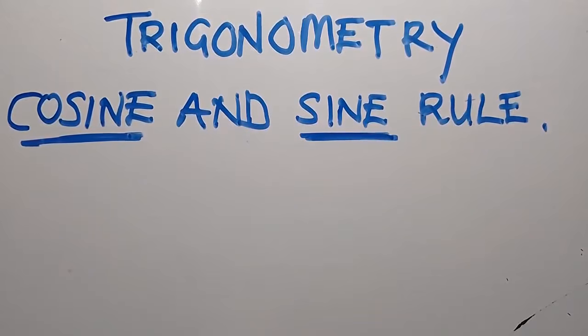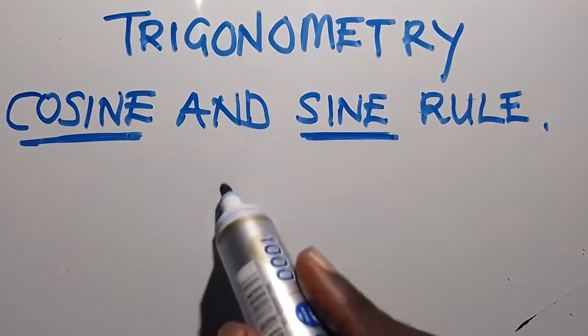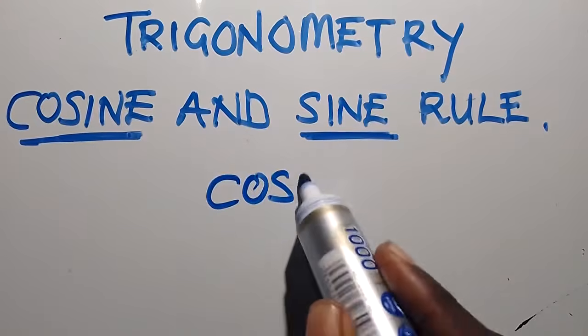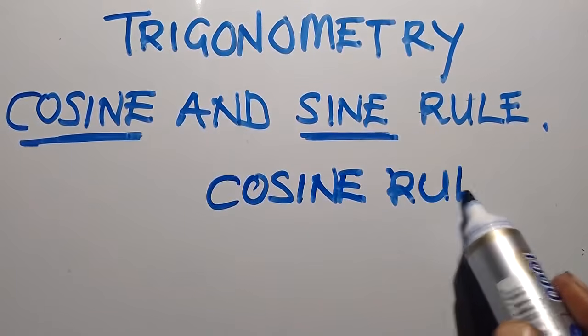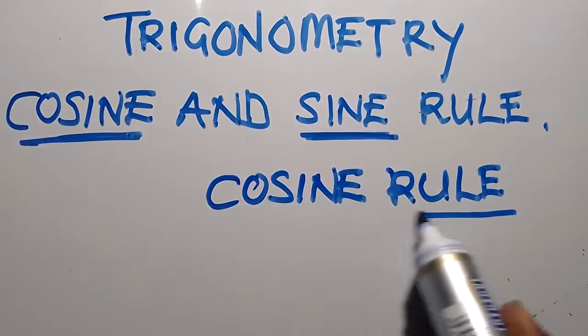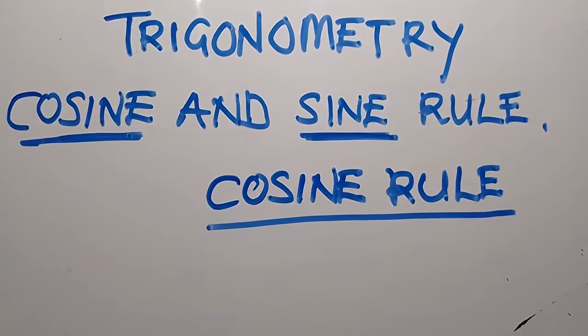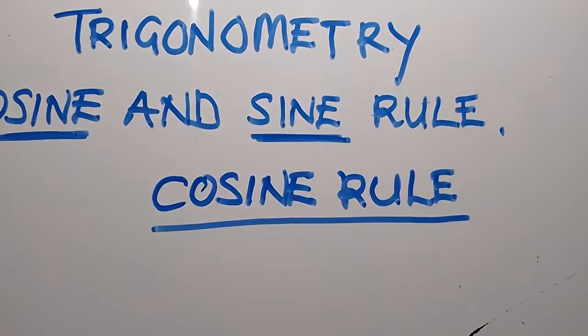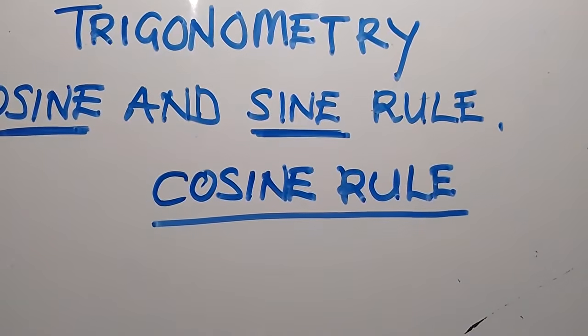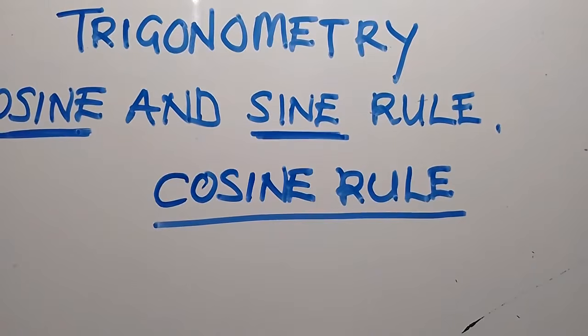We are going to start with the cosine rule. This is a quick revision so that we understand what this thing is. Under the cosine rule, when do we apply the cosine rule? Each rule has got two principles on it.